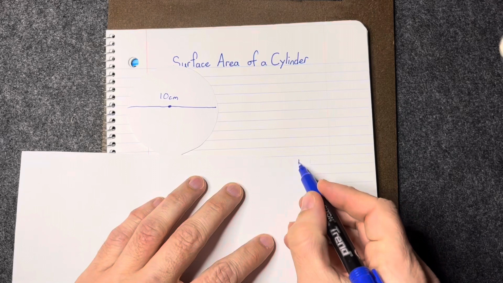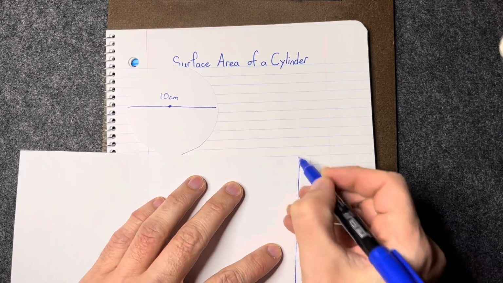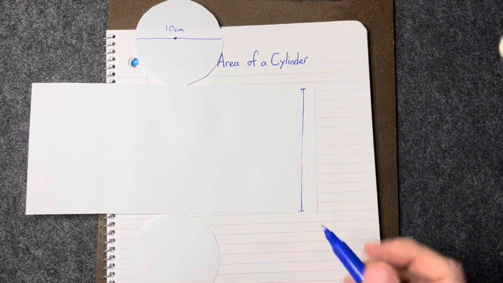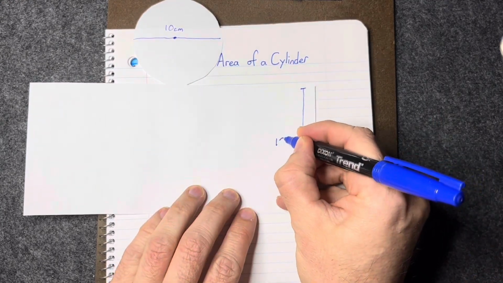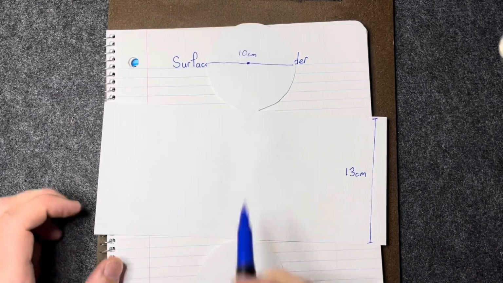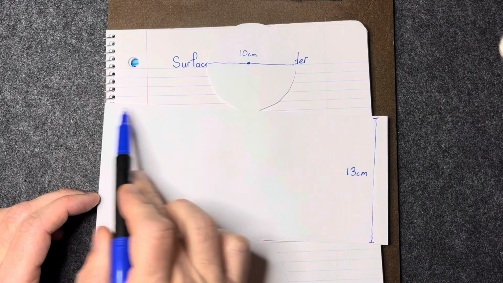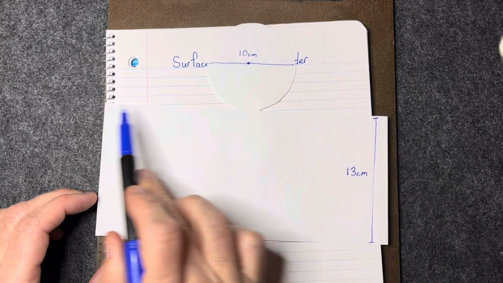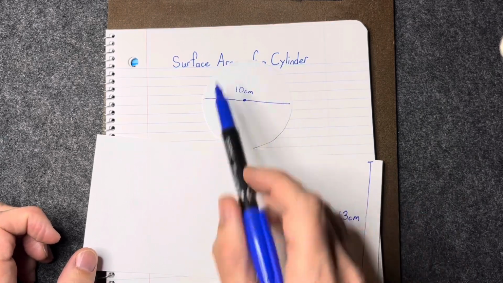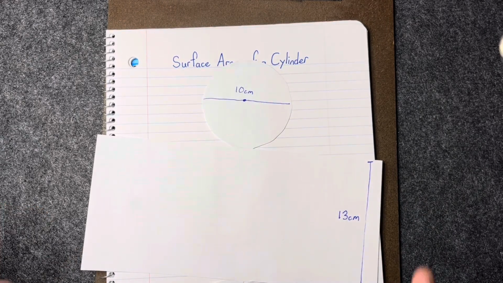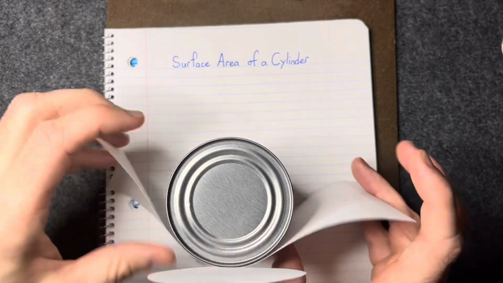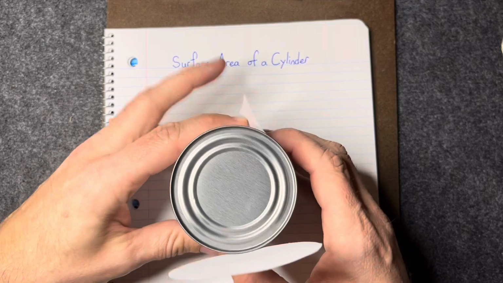And we know the width of this side, or the height of the cylinder, is 13 centimeters. What we don't know is the length of this part of the rectangle, and we don't know the area of the circle.